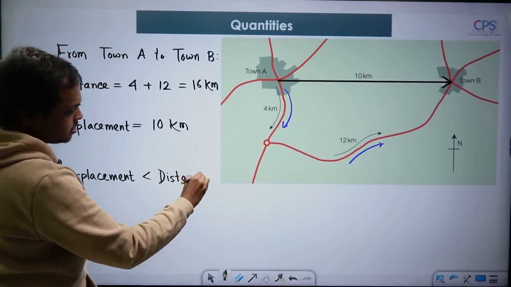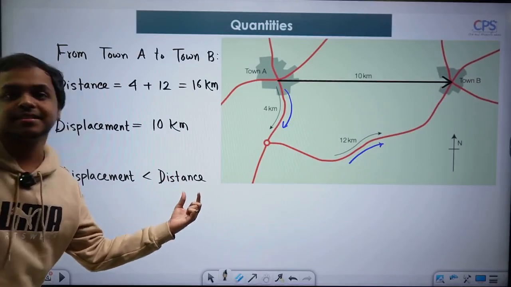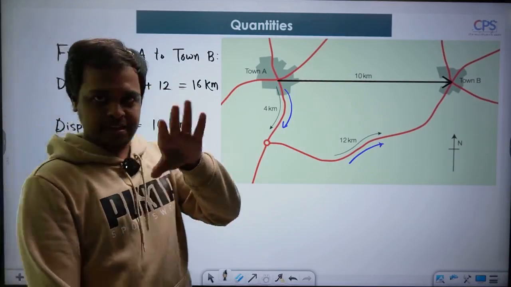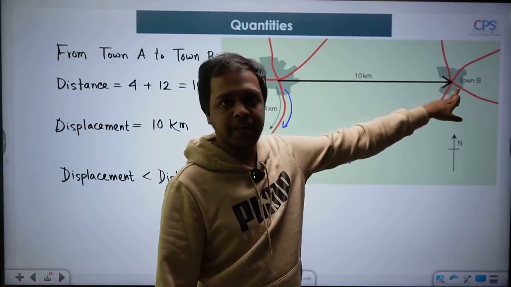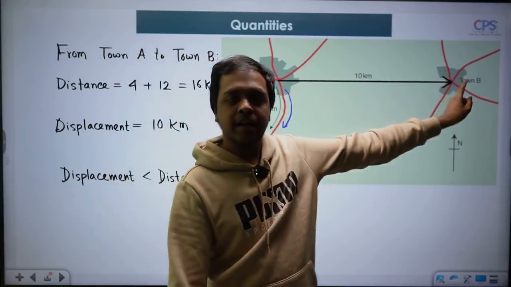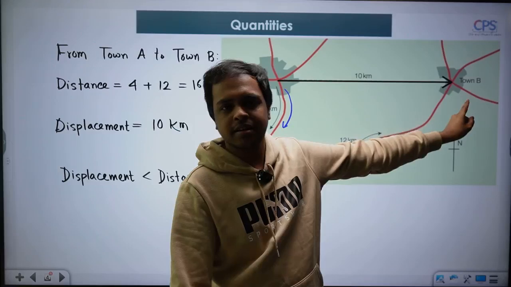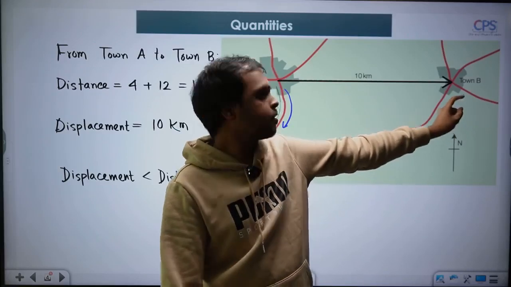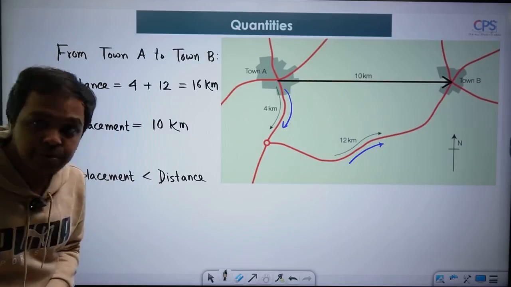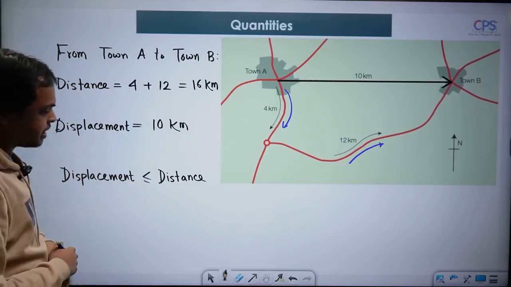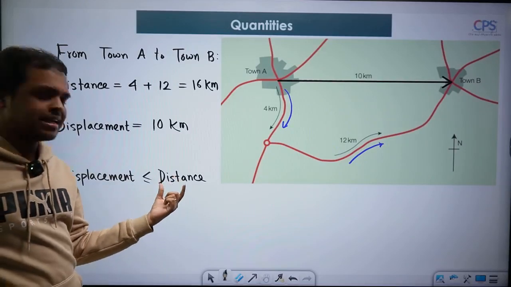Well, there is a catch about it. Displacement and distance can also be the same. How? If there is a straight road from town A to town B, then the distance would be exactly 10 kilometers and the displacement is also 10 kilometers. So both of them are the same. So sometimes the distance and the displacement can be equal. So we have to write it like this: displacement is less than or equal to distance.